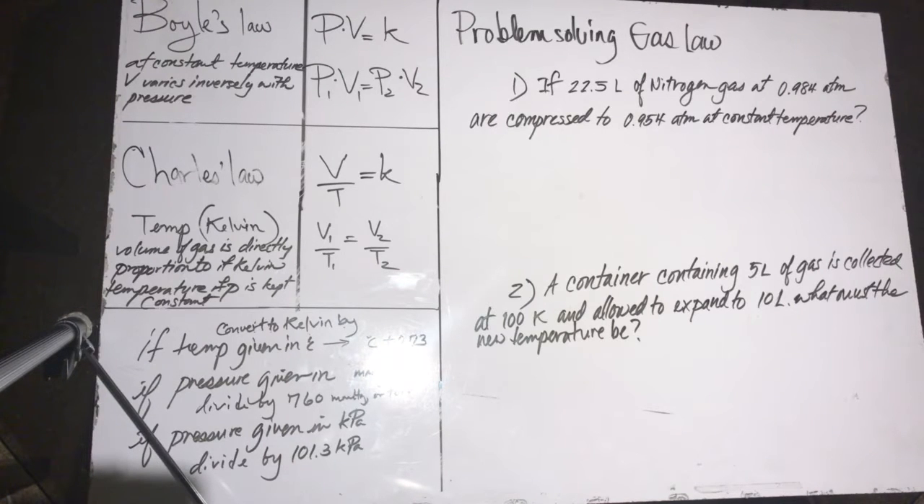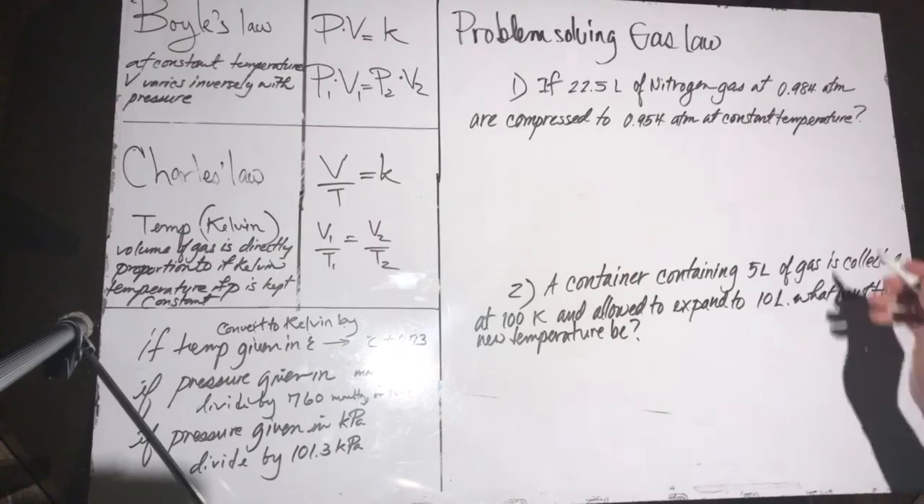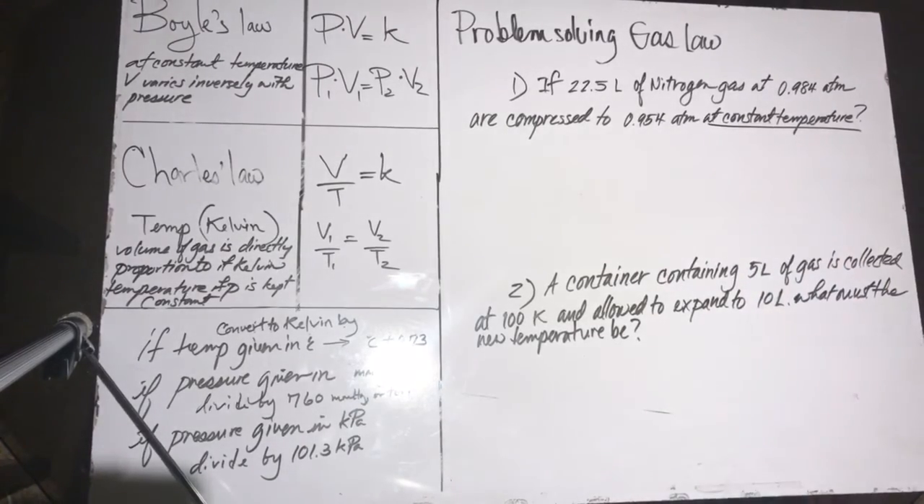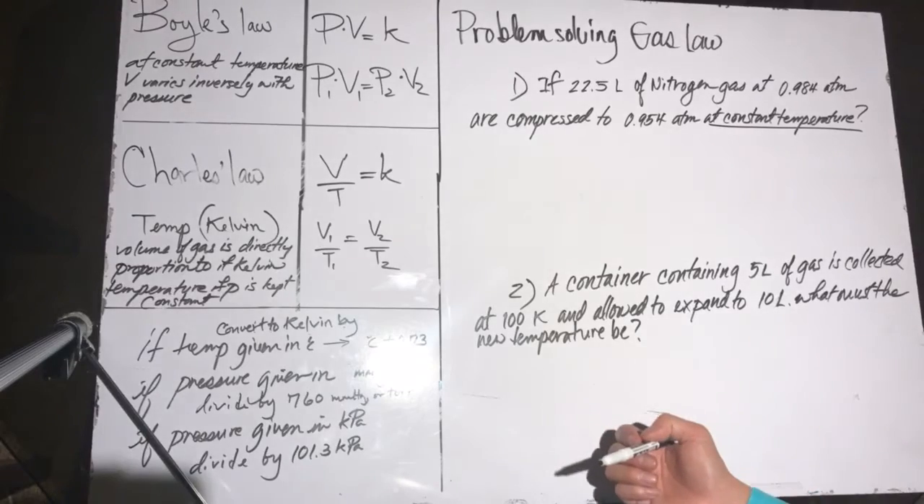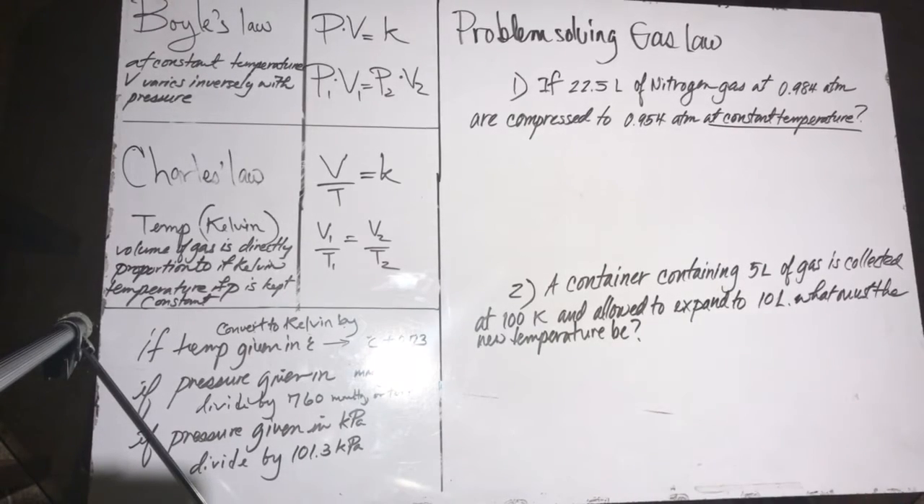So question 1: 22.5 liters of nitrogen gas, the keyword is gas, at 0.984 atm atmospheric pressure are compressed to 0.954 atm at constant temperature. So basically this one is telling you that it is at constant temperature. So we look between these two laws, which one has constant temperature.